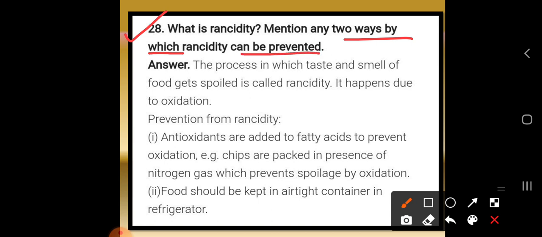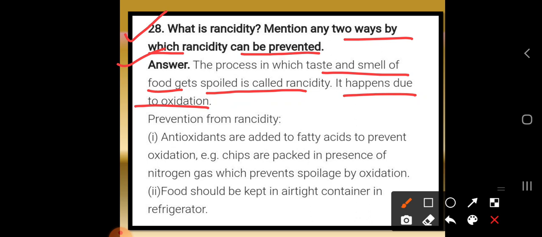So dear students, it is related to the corrosion concept itself. The process in which the taste and smell of food gets spoiled is called rancidity. So this is the definition of rancidity. Why does it happen? It happens due to oxidation. In the last class we took a simple example of the Lay's packet, how nitrogen gas is filled there to prevent rancidity of the product. So if we apply nitrogen gas, we can prevent it.